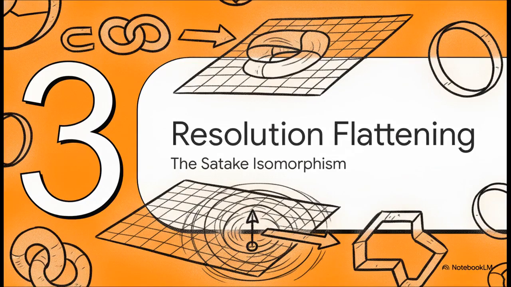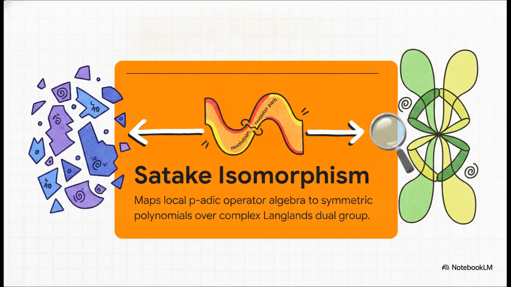All right, part 3, resolution flattening via Satake. You can think of the Satake isomorphism conceptually as a massive global encoder. When a special curve distorts the resolution path, this isomorphism steps right in to reparameterize those irregularities into continuous Langlands parameters. It's a mathematical bridge that totally rescues us.